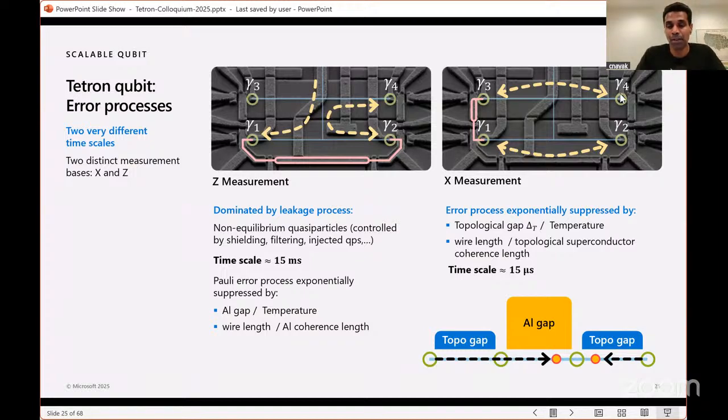Those wires are 3.5 microns long, but the gap is much smaller and the coherence length much longer. So the gap is 30 micro eV here, and the coherence length is 1 micron. So that's why it's just much less of a suppression here.